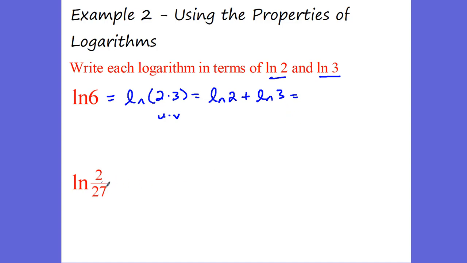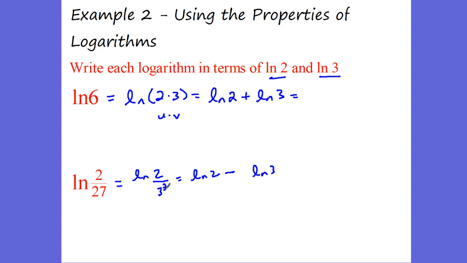Okay. Now on this one, we have natural log of 2 divided by 27. And so what is 27? Our 27 is 3 to the third power. Okay. And so we're going to break this up. We're going to do what's called expanding it. So we have natural log of 2. Okay, we're dividing, so dividing is just like subtracting. And we have natural log of 3.